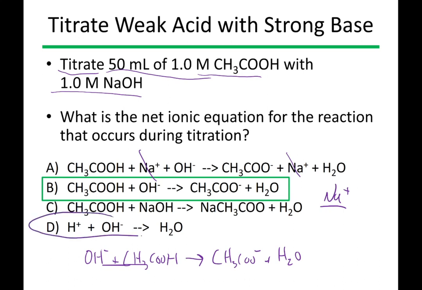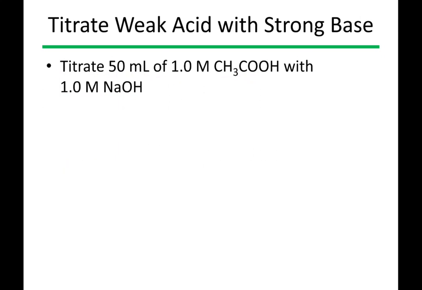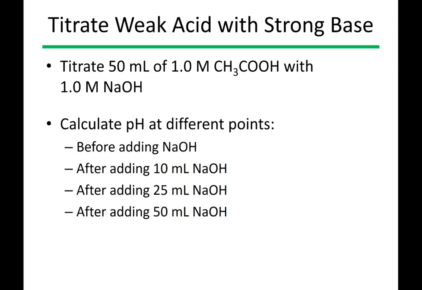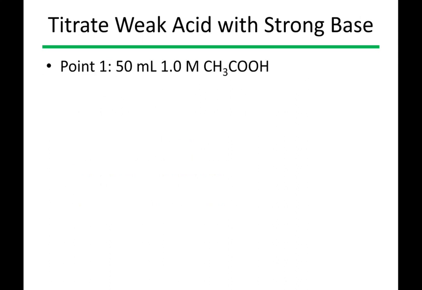And this right here, remember, this is the net ionic equation for a strong acid plus a strong base. But when we have a weak acid, it's going to react to make its conjugate plus water. Okay, so we're going to look at a few points in this titration to see what kinds of equations we use as we go through this process. So we're going to look at several different points. We'll look at the very beginning before we add any of the strong base. We'll look at what happens after we've added 10 milliliters, after we've added 25, and after we've added 50 milliliters to this original solution.